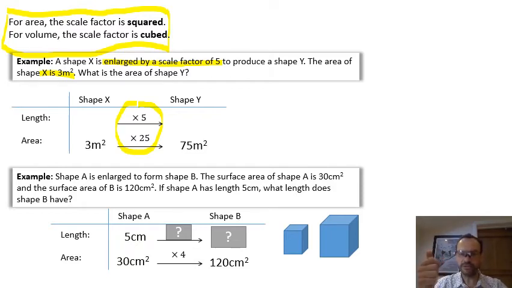How do we go from area scale factor back to the length scale factor? Square root, exactly, well done. Square root of 4 is 2. So the lengths have been doubled.